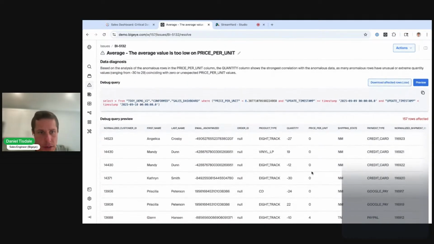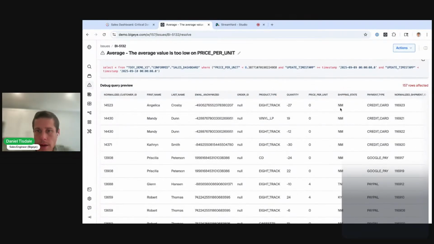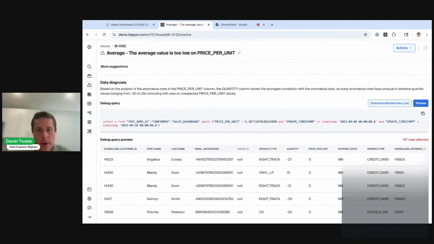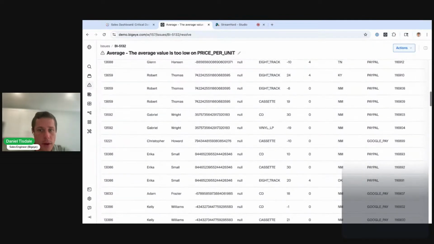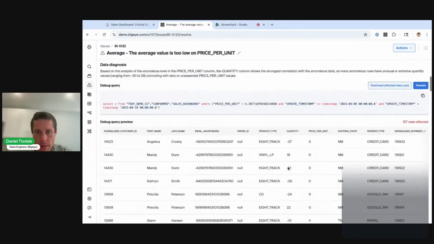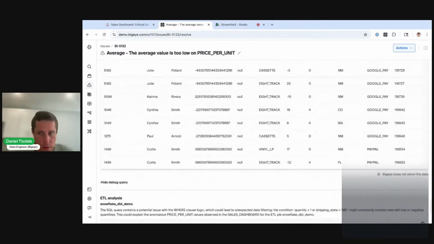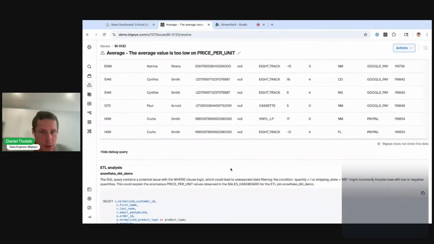So we can see all of these records here. They've got price per unit values of 0. Looks like we're seeing a high concentration of data from New Mexico where that's having that specific issue. So maybe there's something going on with the data that's being fed in from New Mexico. We're also seeing, it looks like, some negative quantity values. So, multiple types of data quality issues there.